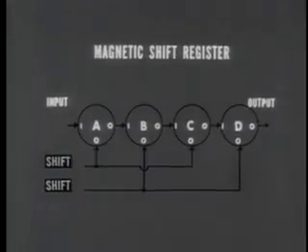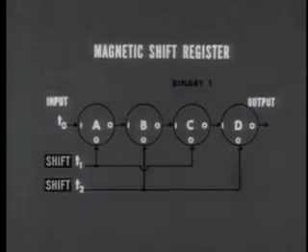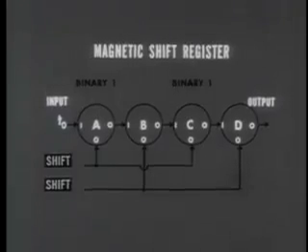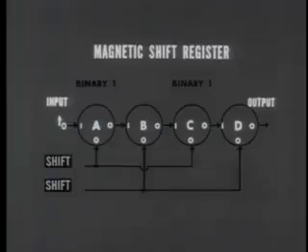Here's how it works. At time t0, an input pulse applied to core A places a binary 1 there. The first shift pulse at time t1 moves the bit to core B, and the second shift pulse at time t2 advances it to core C. We now have one bit stored in the register, and we can store another one by applying an input pulse to core A again. The capacity of this particular 4-core register is 2 bits. But there are registers that can hold as many as 50 bits or more at a time.